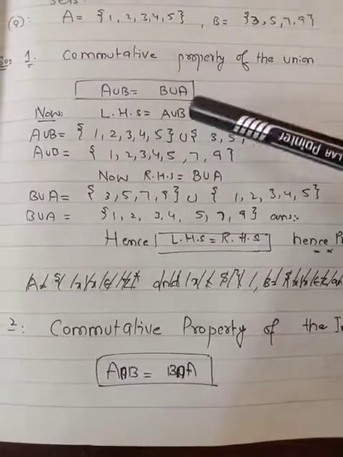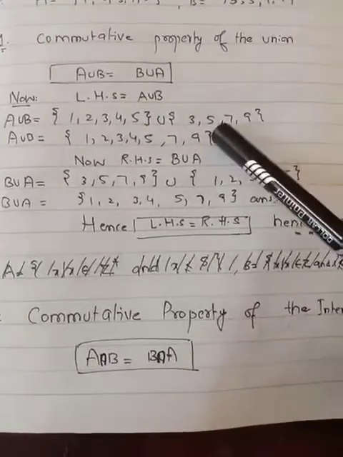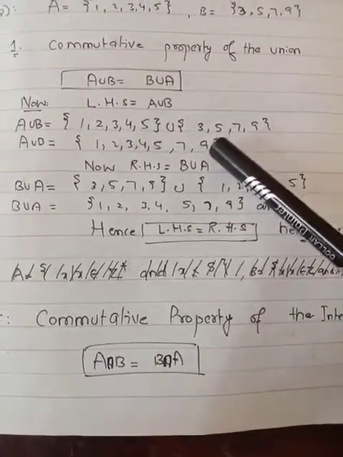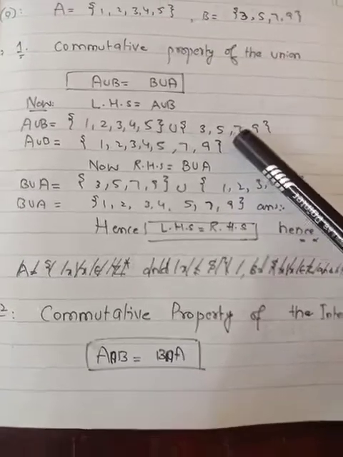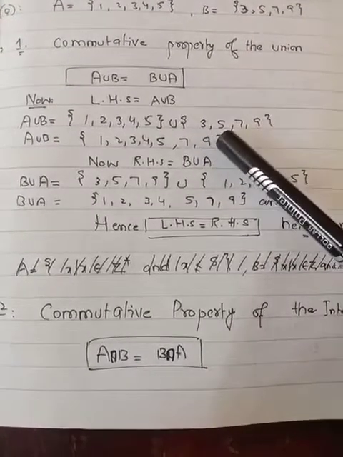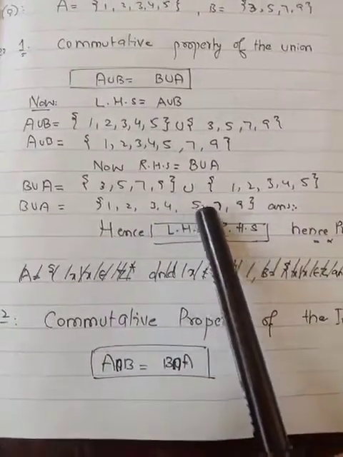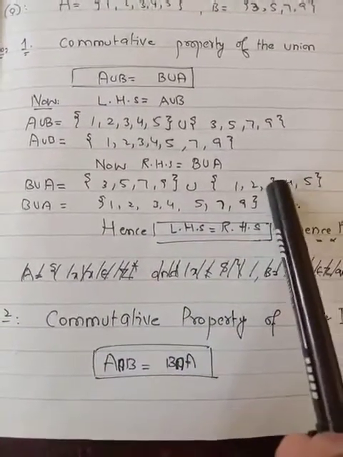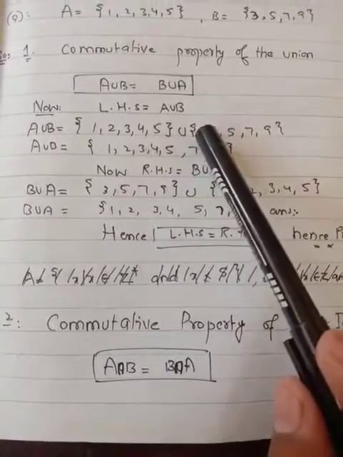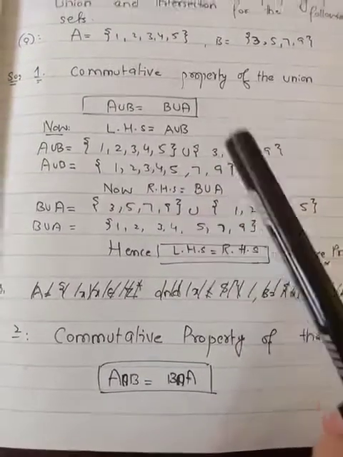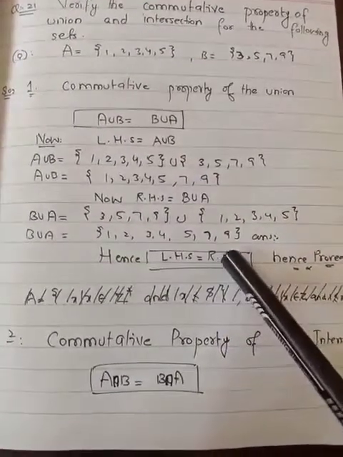First we will find A union B. We will get the answer 1, 2, 3, 4, 5, 7, 9. This is the answer of A union B. Then we find B union A. We have got 1, 2, 3, 4, 5, 7, 9. So this is the answer of B union A. The answer of A union B is equal to the answer of B union A. Hence left hand side equals right hand side.